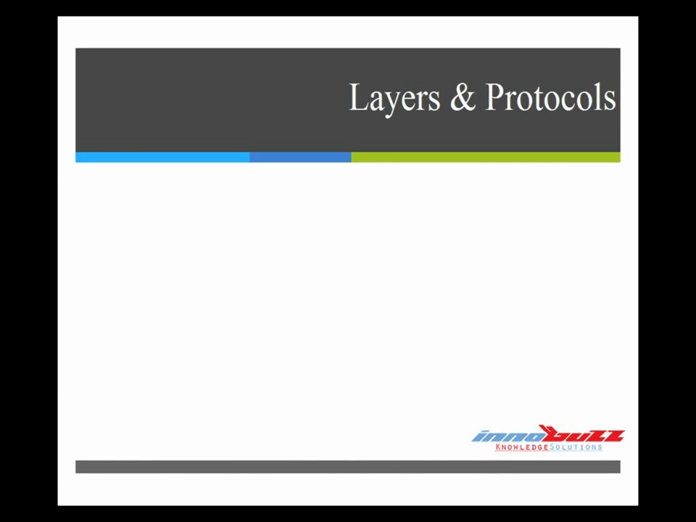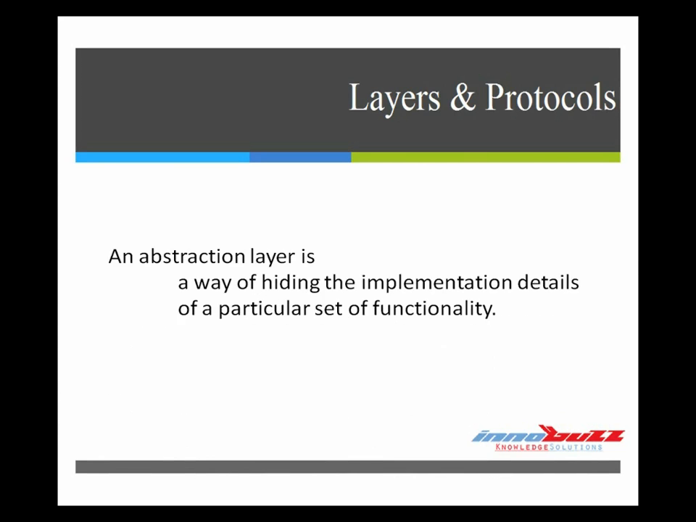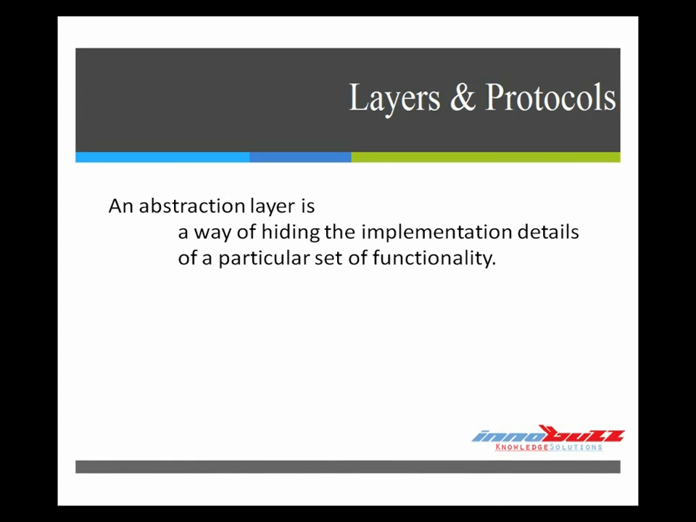The network is a collection of computers and other devices. The network consists of lots of layers: physical layer, data link layer, transport layer, internet layer, application layer. An abstraction layer is a way of hiding the implementation details of a particular set of functionality.